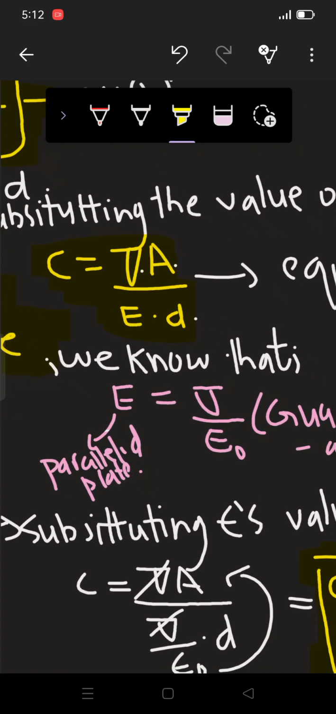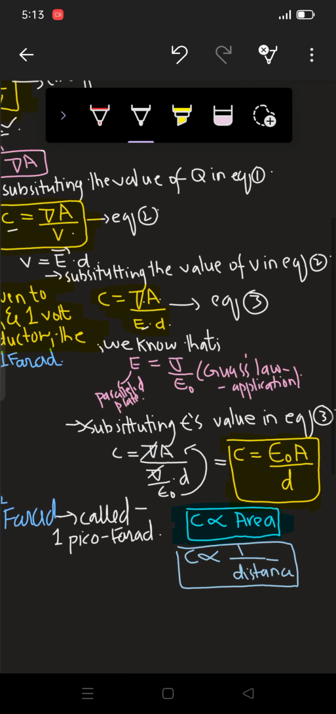Okay, so we know what this electric field is equal to. That would be equal to sigma per unit epsilon naught, which is what we call the Gauss law application, right? So instead of this E, let's put the value of this E in equation number 3, right? This is equation number 3.